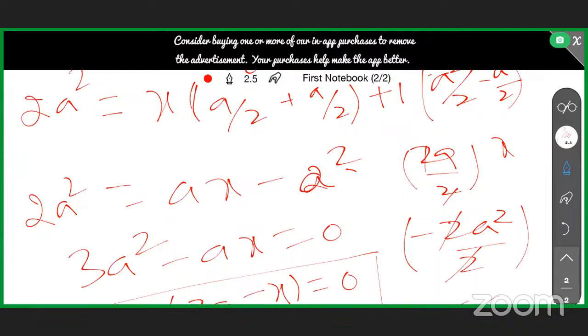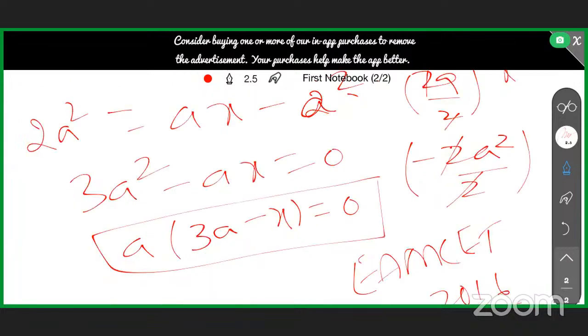So I'm sending this to the other side, everything this side becomes plus a square. 2a square plus a square becomes 3a square, minus ax is equal to 0. From where I'm taking a common. So if I take a common, 3a minus x is equal to 0.